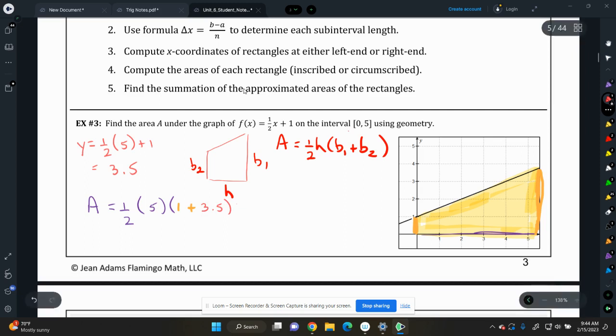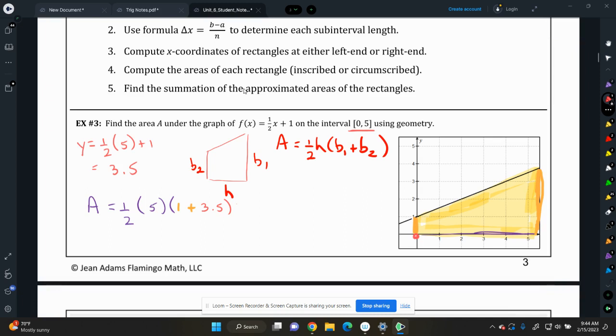Because it said to find the interval from 0 to 5. Oh, okay. That's fair. I was getting that. Yes, Faith. Where are we getting 1 from for B1? If I plug in 0, right, because x is 0 right here, 1/2 times 0 plus 1 is 1.